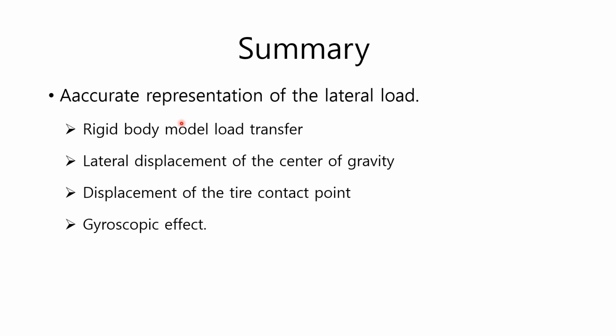There are 4 factors that affect the lateral load. These are the rigid body model load transfer, the lateral displacement of the center of gravity, the displacement of the tire contact point, and the gyroscopic effect. There are also other factors that are not included here, such as aerodynamics and yaw. These will be explained in future videos.